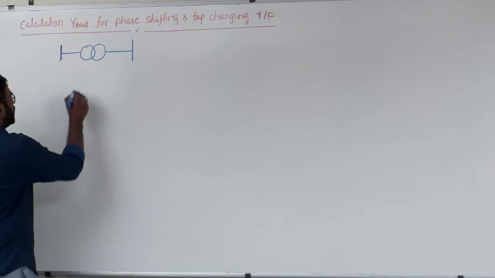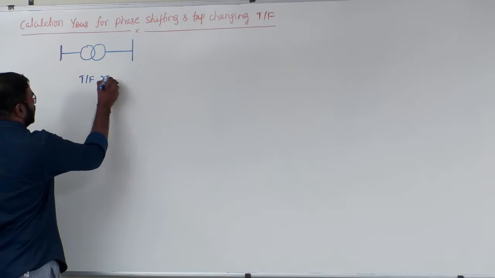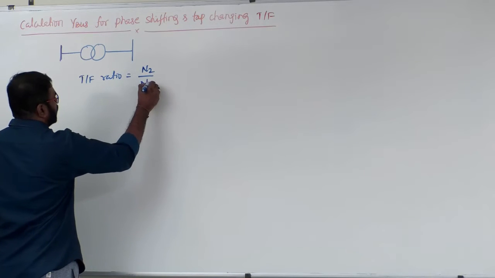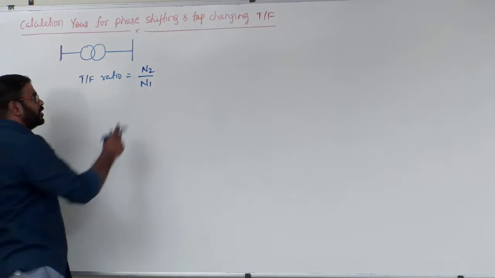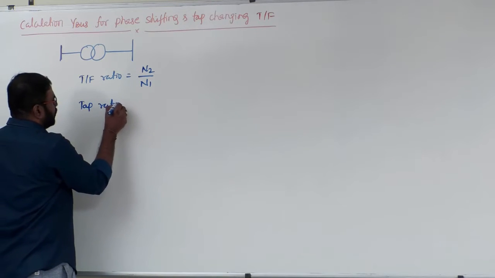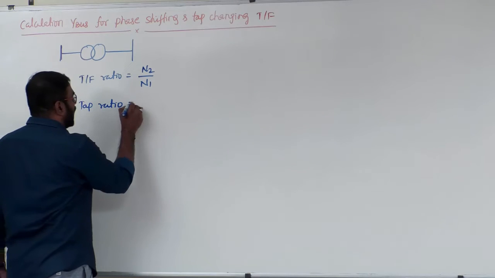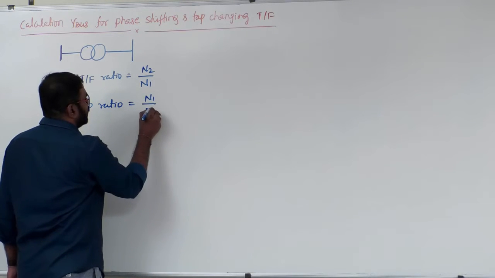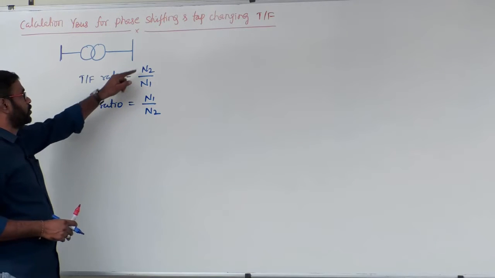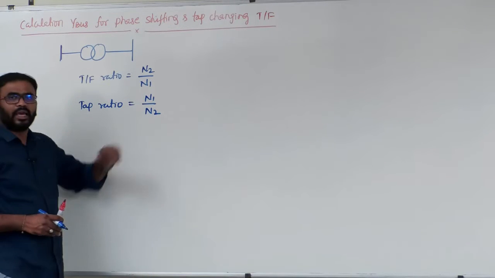Exactly inverse. Transformation ratio means we generally say N2 by N1. Transformation ratio is N2 by N1. But what about tap ratio? Sometimes in the problem they will give you the tap ratio. Be careful: tap ratio means N1 by N2. Transformation ratio is N2 by N1, tap ratio is N1 by N2.